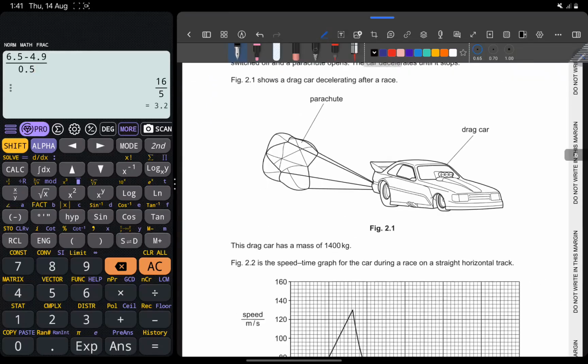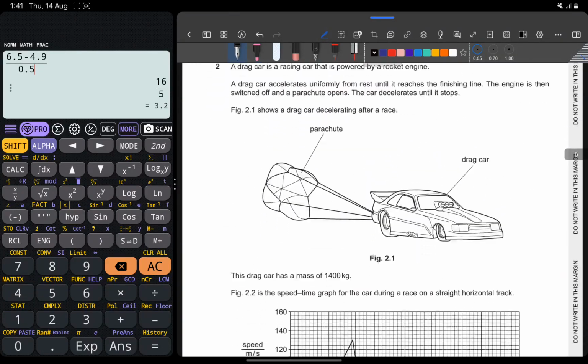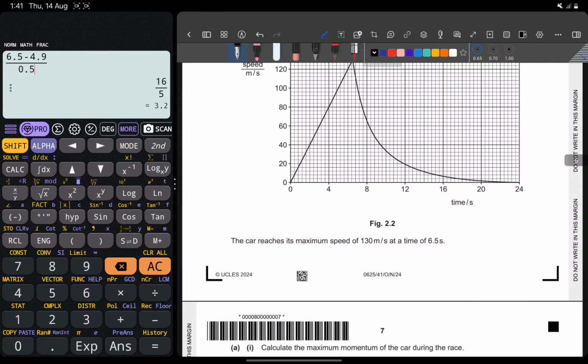Let's keep going. Come on. Let's keep going. We are on this. Stuff is going on. Let's look for the calculation.